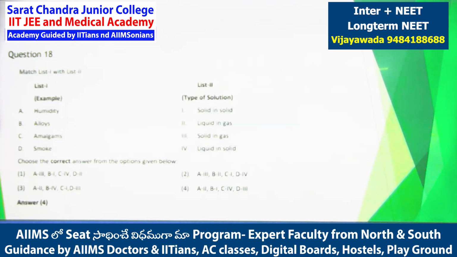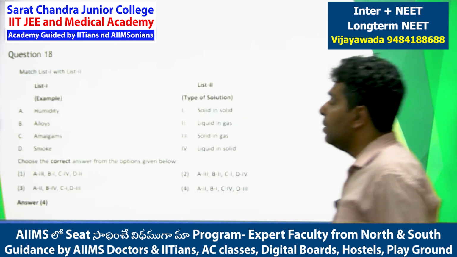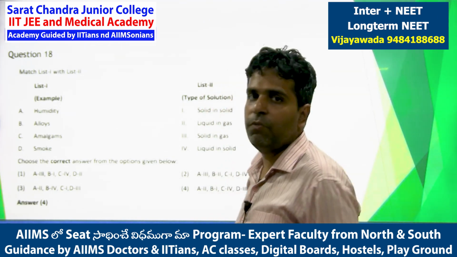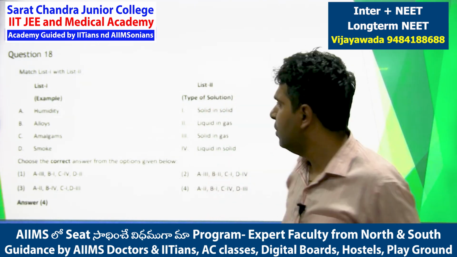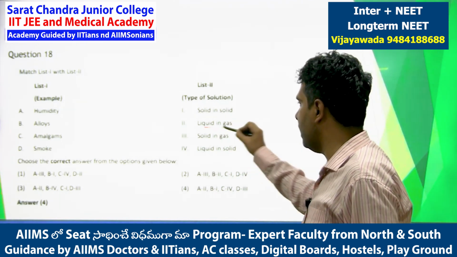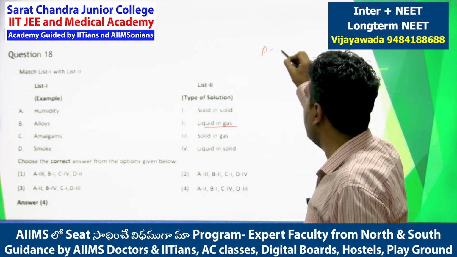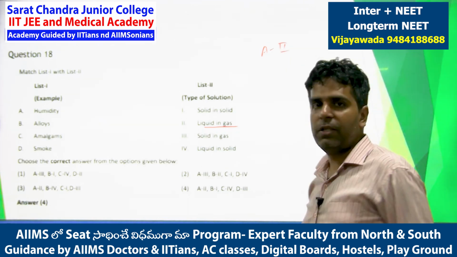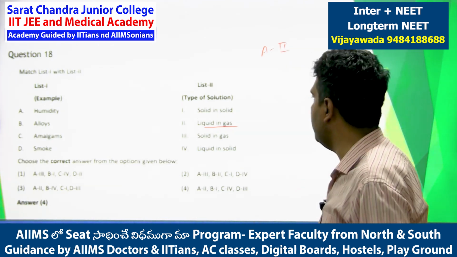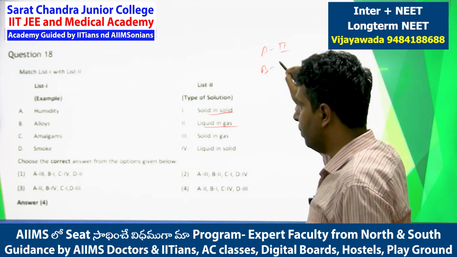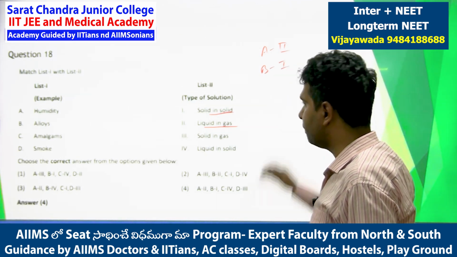Next question. Match the list. Humidity. What is humidity? Water vapors in air is humidity, so it is liquid in gas, and A corresponds to 2. Now alloys. An alloy is a mixture of two different metals, so it is solid in solid, and B corresponds to 1.